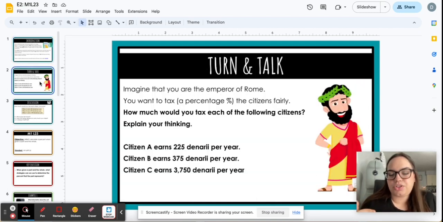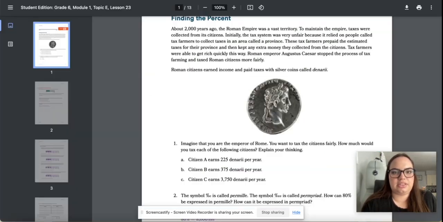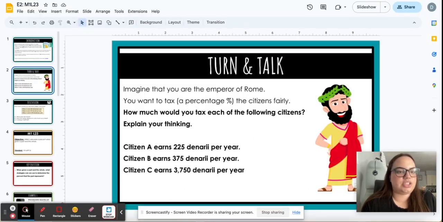Then we move on to the turn and talk portion where students will pair up in groups of two. Imagine that you're an emperor of Rome, you want to tax a percentage. The citizens fairly, how much would you tax? So these are the three citizens that I saw in the lesson here in Eureka. Just copied and pasted, I did not change anything.